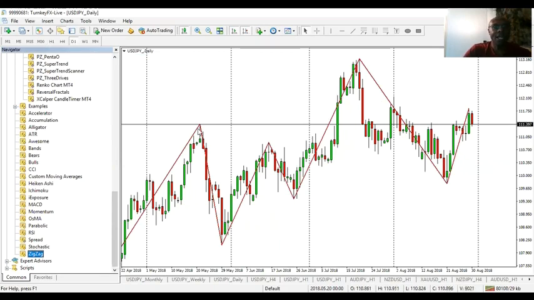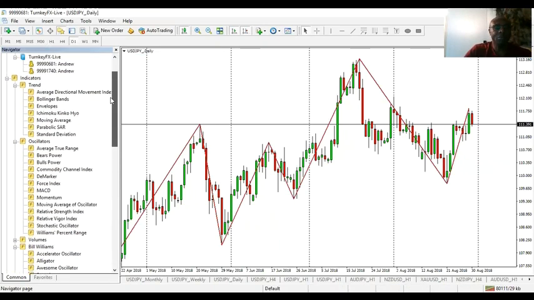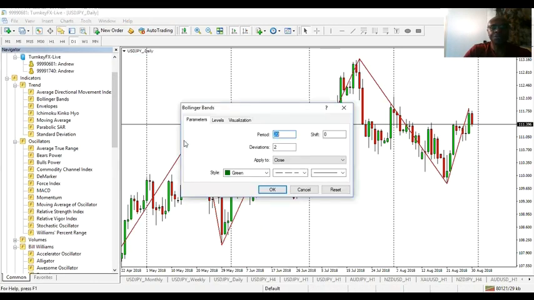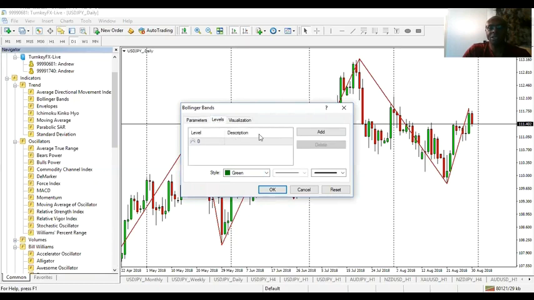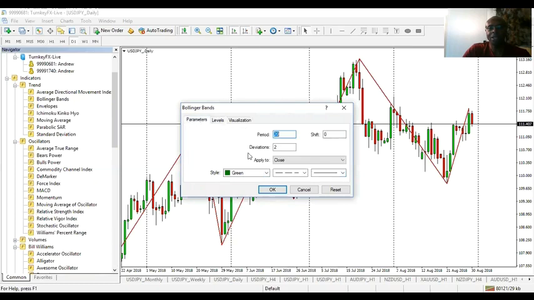All right, so you add that, and now we're going to add Bollinger. Bollinger bands tend to be in the trend section. So you just double click it, and I set mine to green, and the period I use is 20, deviations is 2, and I apply it to the close. And for levels, just add and type 0 there, and I set that to green, and I make it a solid line. The parameters, I use as a dash line. So what you'll see when you click OK is this.